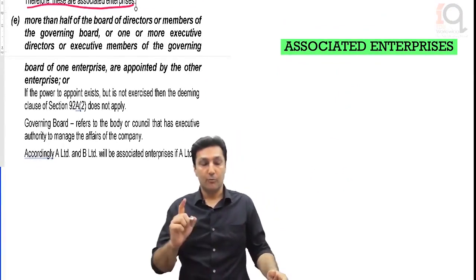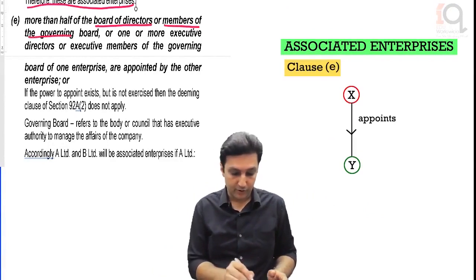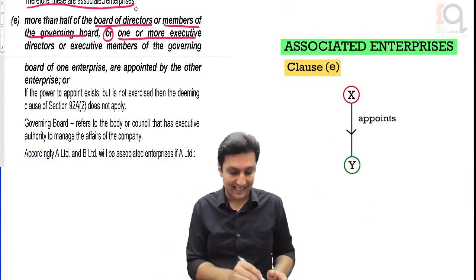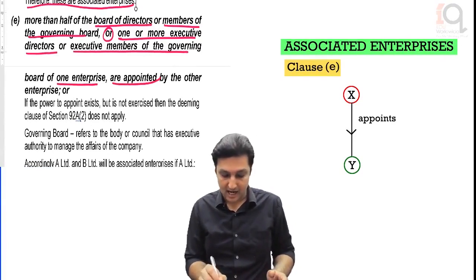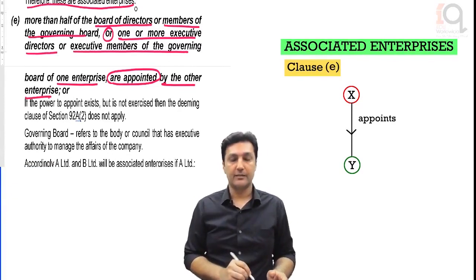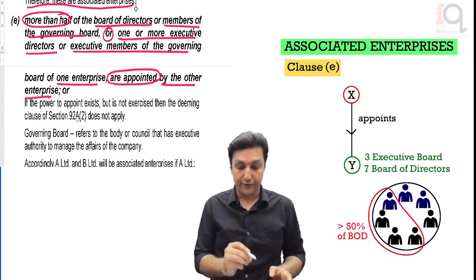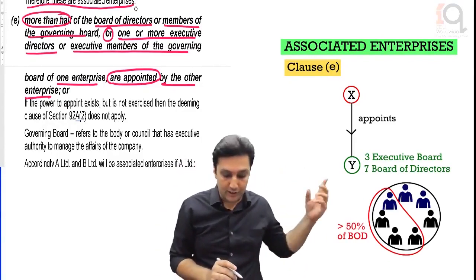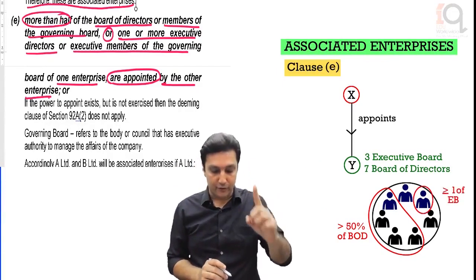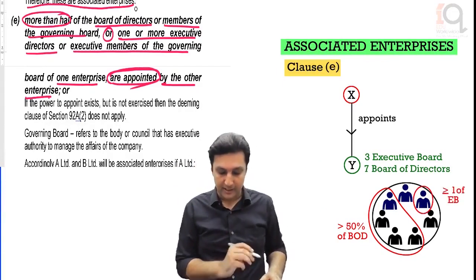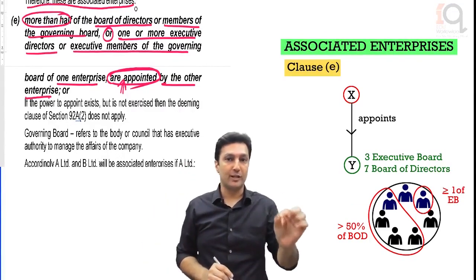Then he says more than half of the board of directors or members of the governing board, or one or more executive directors or executive members of the governing board of one enterprise, are appointed by the other enterprise. We know there are board of directors, and he said more than half of the board of directors, or we also know there is an executive board, people who govern on behalf of the board, even one of those members, if appointed by the other enterprise. And the question over here is 'are appointed'. He does not say 'has the power to appoint', he says 'are appointed'.